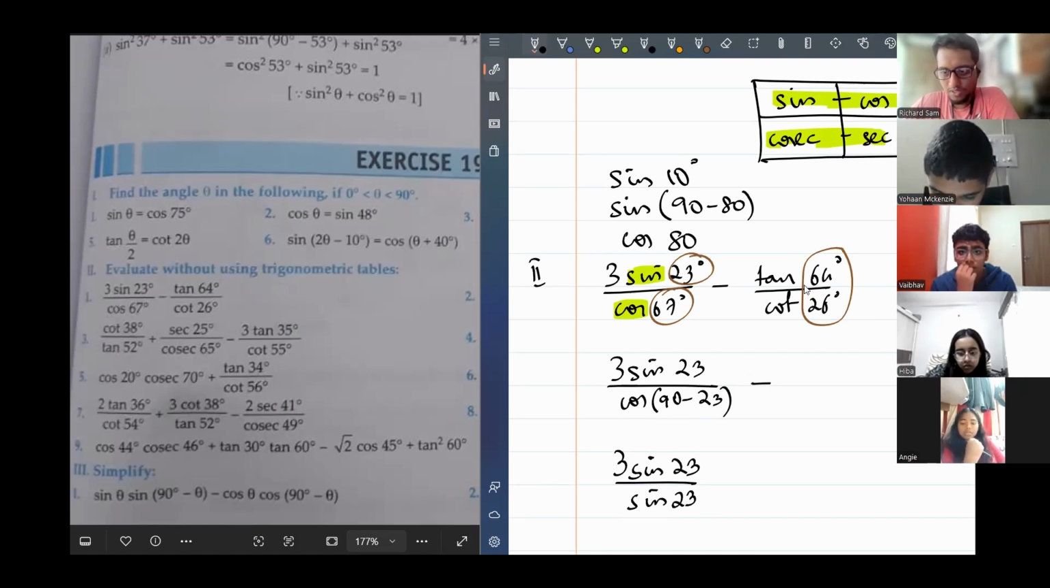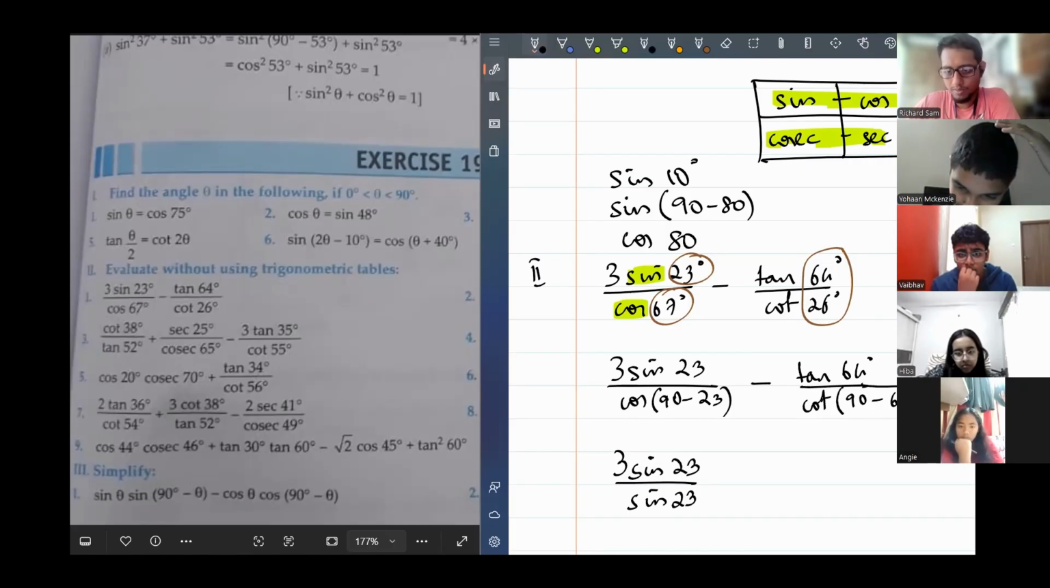So let's do the same thing for the second part also. So tan 64 degree, cot 26. Cot 26 is written as cot 90 minus 64, right? Because 90 minus 64 is 26. In the next step, cot 90 minus theta can be written as tan theta. So it becomes tan 64.